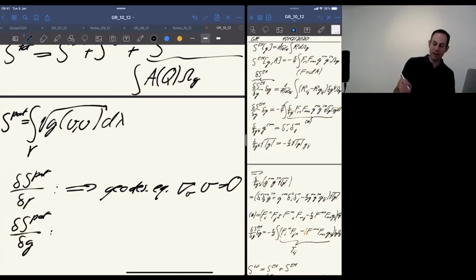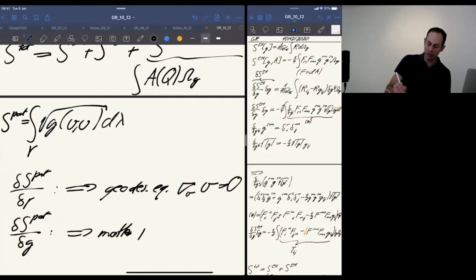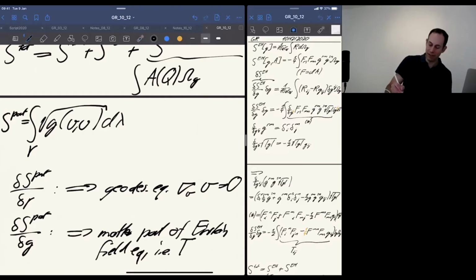Then you would get again the matter part of the Einstein field equations, but now for matter which really is particles. So I would get the matter part of the Einstein field equation, which is of course just the tensor T_ij for matter, for particles.